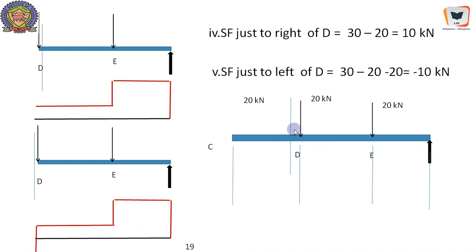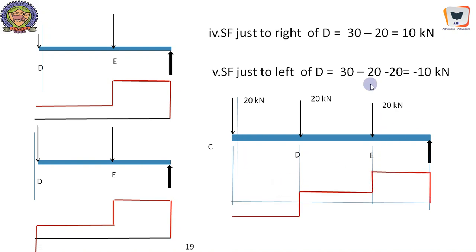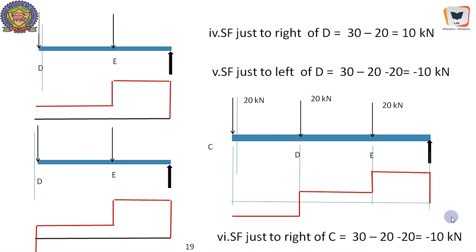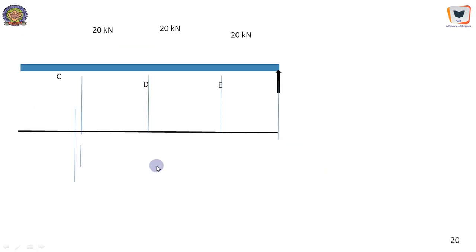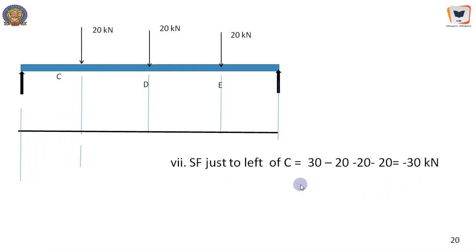Now we are here, and we will move just to the right of C. We have no forces till then. Therefore, whatever is just to the left of D will prevail just to the right of C. So just to the right of C, it is 30 minus 20 minus 20, minus 10 kilonewton. Same thing will continue. And when we move just to the left of C, even this force will also get added, and it becomes 30, this one 20, this one 20, 20.